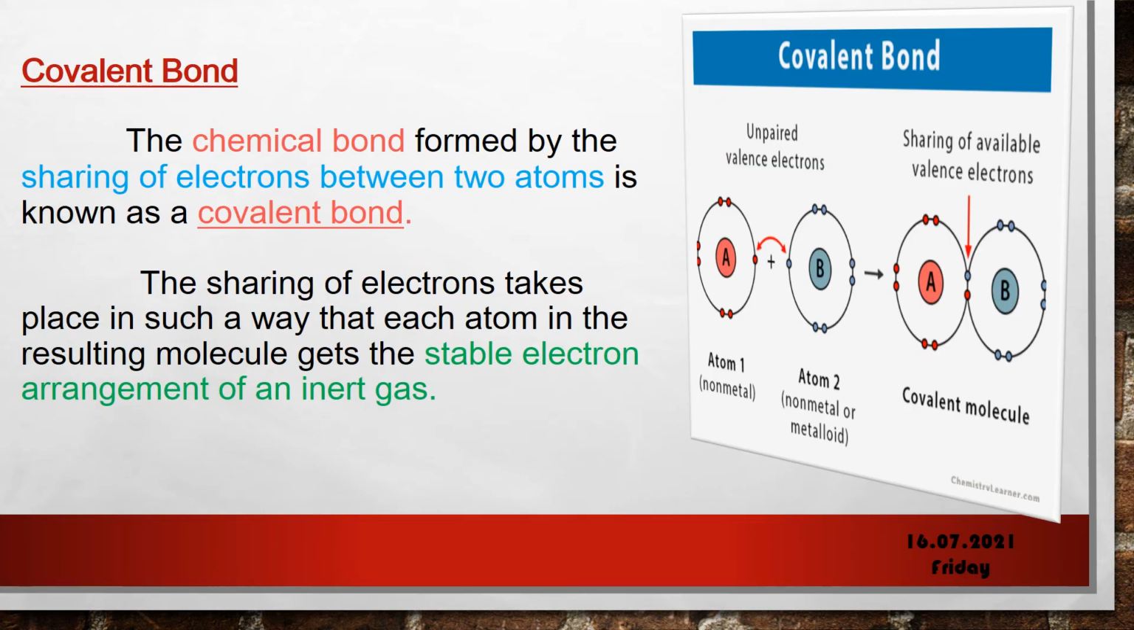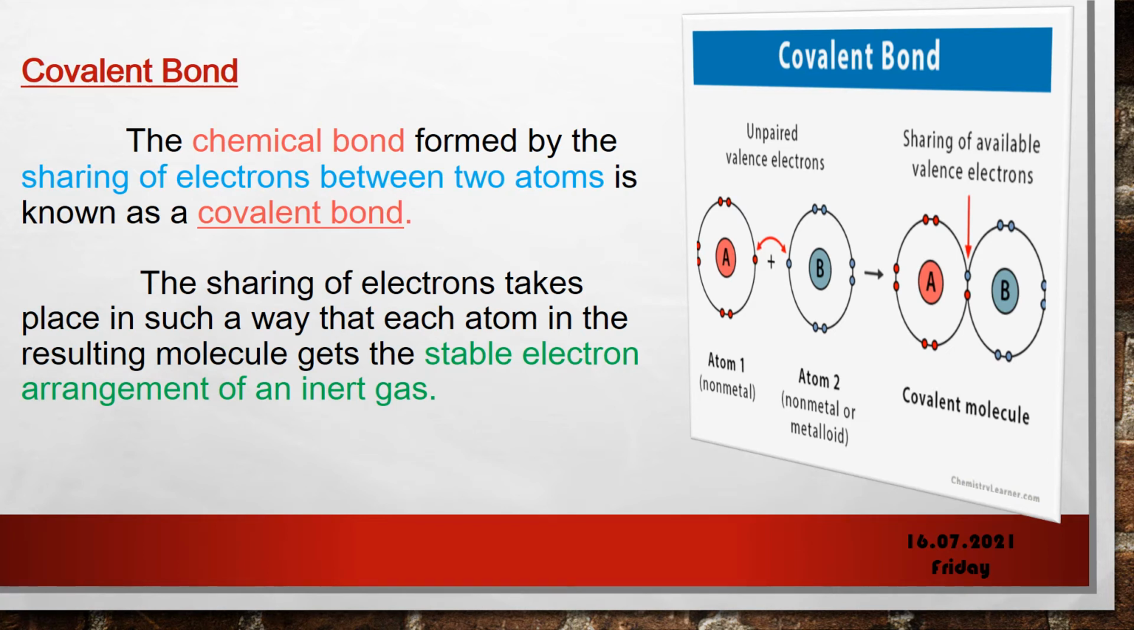And then, covalent bond. What is meant by a covalent bond? The chemical bond formed by the sharing of electrons between two atoms is known as a covalent bond. The very important thing is the sharing of electrons between two atoms. If electrons are shared, that is what we call a covalent bond. So the chemical bond formed by the sharing of electrons between the two atoms, that is very important.